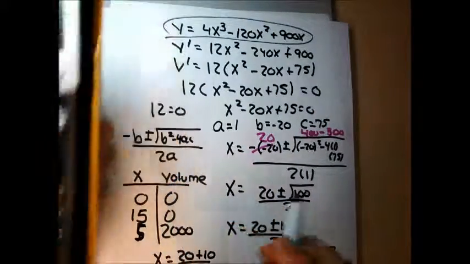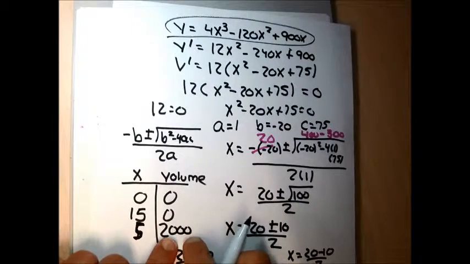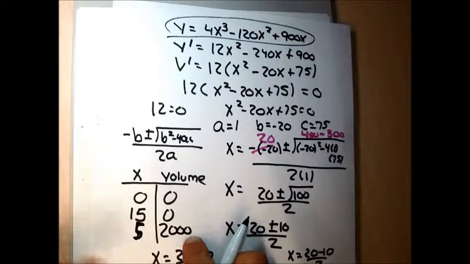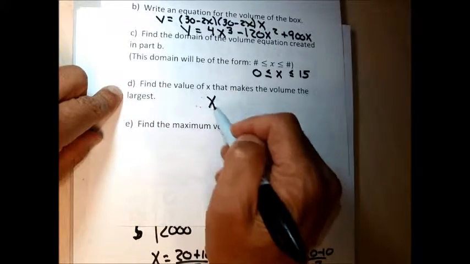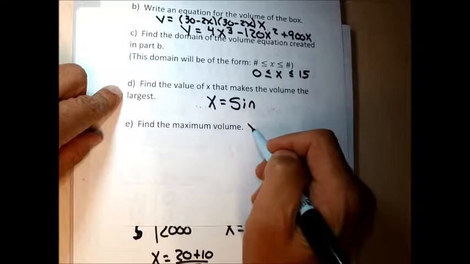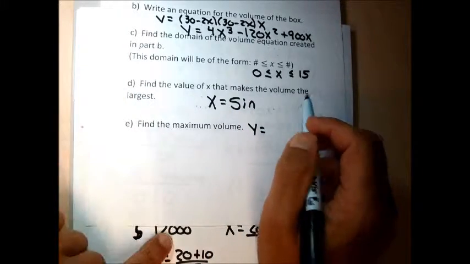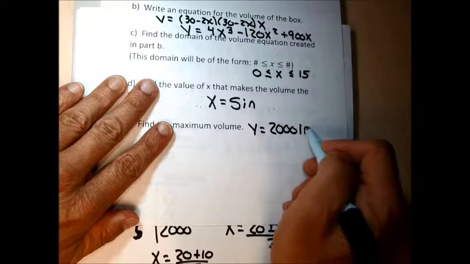So clearly, making a 5-inch cut is going to be the optimal cut, and it's going to give me a volume of 2,000 cubic inches. So now I'm ready to answer the question. The question is to find the value of x that makes the volume the largest. It's going to be x equals 5 inches, and then the volume is going to be this 2,000, in cubic inches. I'm just going to write that with the symbol for cubic inches.